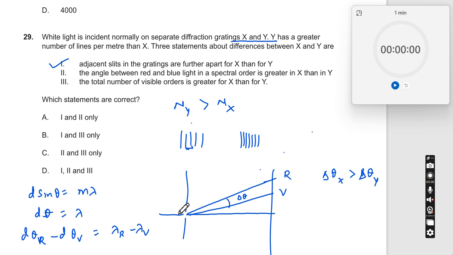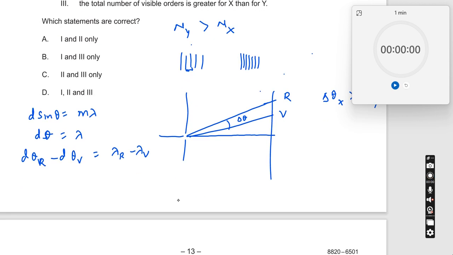Basically what I have done is take the differences between the thetas, or in other words, I will call this delta theta. Delta theta is equal to delta lambda divided by d. Now as you see, delta theta is proportional to delta lambda. Lambda is constant, right? The R and V values of lambda are not going to change. Red and violet lambdas are not changing. But d is now dependent. So delta theta of x will be proportional to 1 by dx, and delta theta of y will be proportional to 1 by dy. Bear with me, this takes some time.